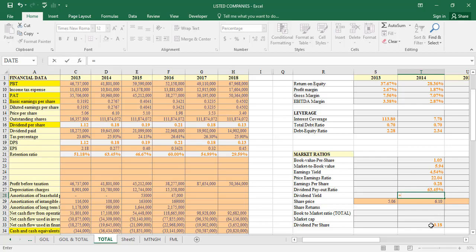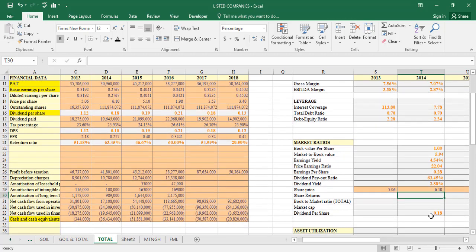Now let's look at the dividend yield. Okay, so we have the dividend per share here, just like we did for the earnings yield. It's going to be the dividend per share over the market price of the company. Now the share returns, we will do that later on. Now let's look at the book to market ratio. Okay, so the book to market ratio.